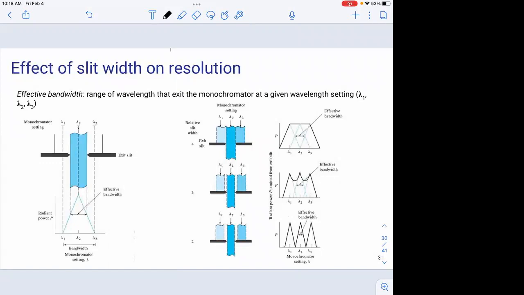Let's talk about slit width. Slit width is a really critical parameter that I think gets overlooked a lot when folks are optimizing instrumentation for use. So remember that the effective bandwidth for a monochromator, not for an interference filter that we talked about earlier, is the range of wavelengths that can exit the monochromator at a given wavelength setting.